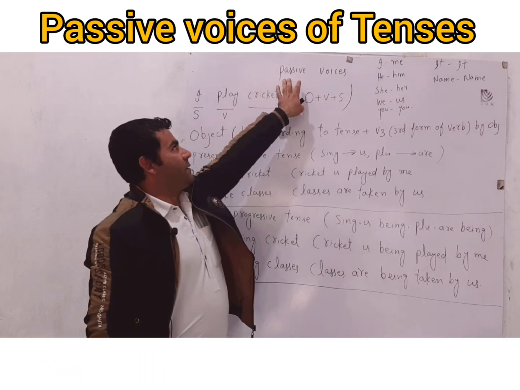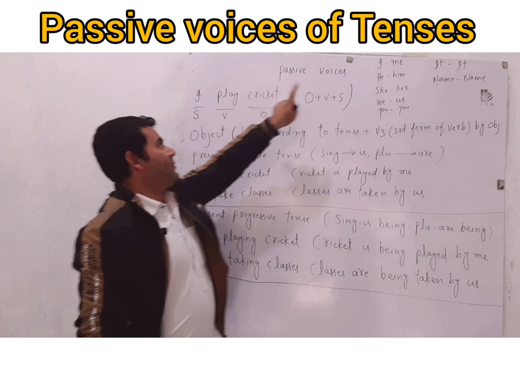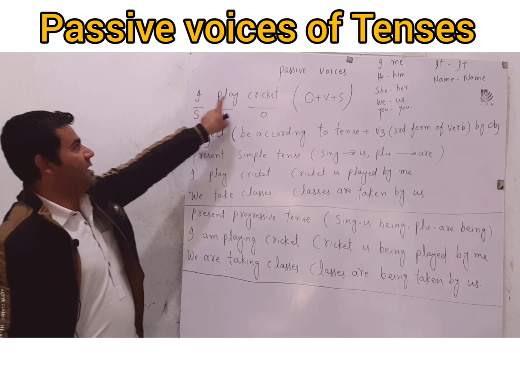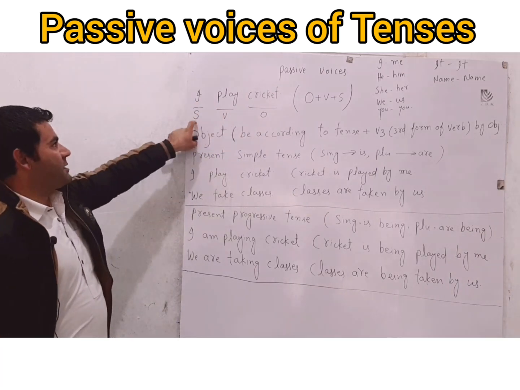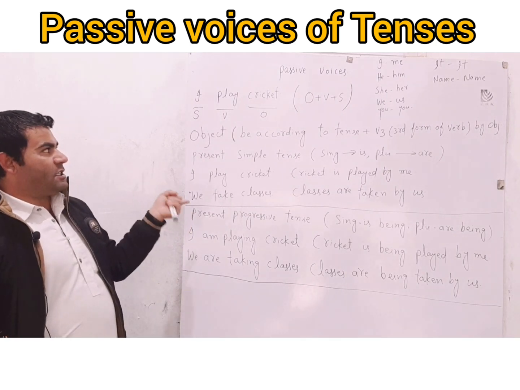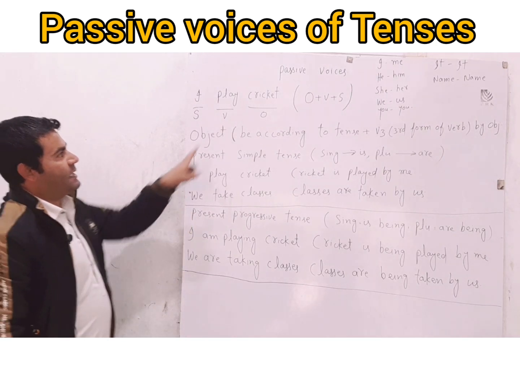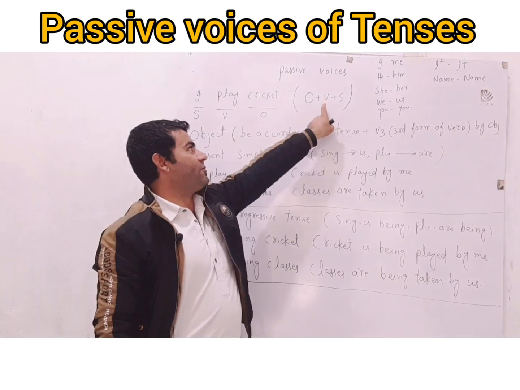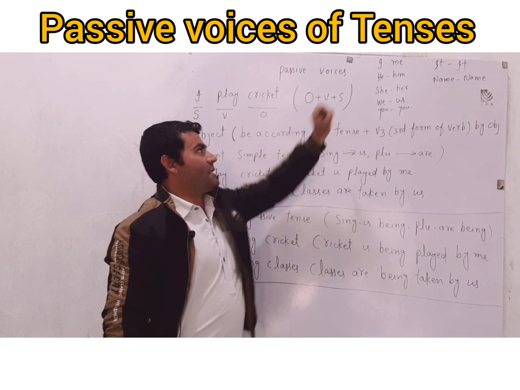When we change active into passive, what do we basically do? An active sentence is an SVO structure: subject, verb, object. So when we change it into passive voice, we basically go to an OVS structure. Object, then verb, and then we put the subject.